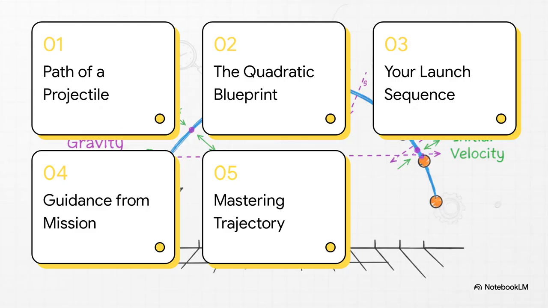All right, here's our mission briefing for today. We're going to start with the why. Why quadratics describe the path of a projectile. Then we'll dive into part 1, the quadratic blueprint, where we build our whole toolkit. That's the theory. After that, it's your turn in part 2, your launch sequence, where you get to solve some missions yourself. And hey, don't worry if you get stuck on the launch pad. Part 3 is guidance from mission control, where we've got hints. Finally, we'll wrap it all up.